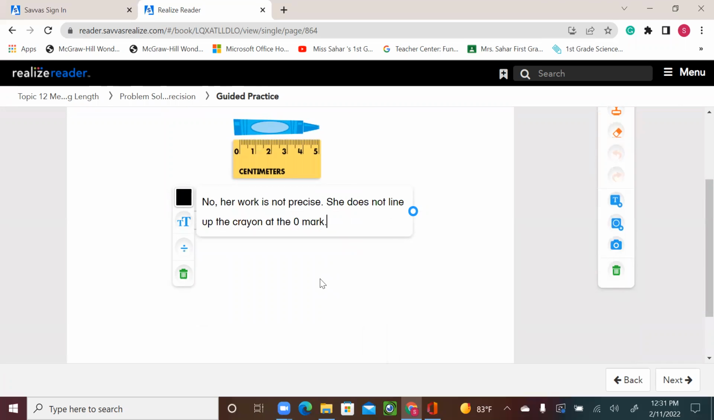So remember, precisely means exactly, and that's why if you want something like that, you need to repeat it twice. Make sure that you started from the 0 and make sure that you are using the right tools, and writing the unit that you use to measure any object.